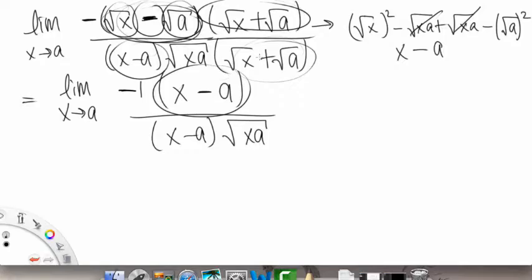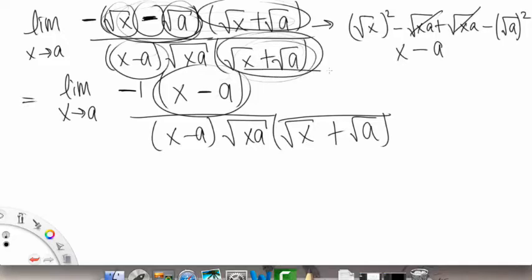Okay, so at this point what we can do, oh sorry, and can't forget about this, is we have our square root of x plus square root of a on the bottom. So I did the top, but I didn't completely, yeah. So anyways, that's still there, right? So we have everything kind of squished on the bottom there.